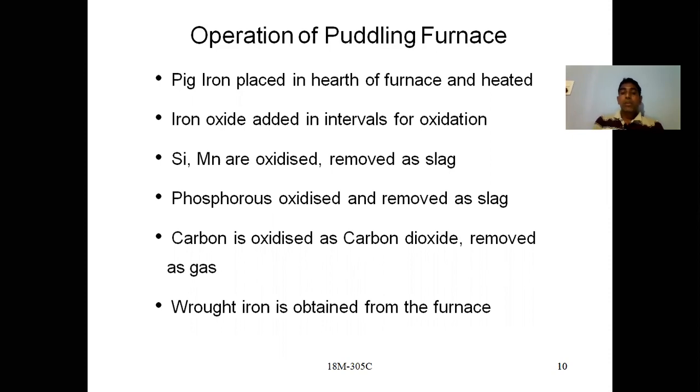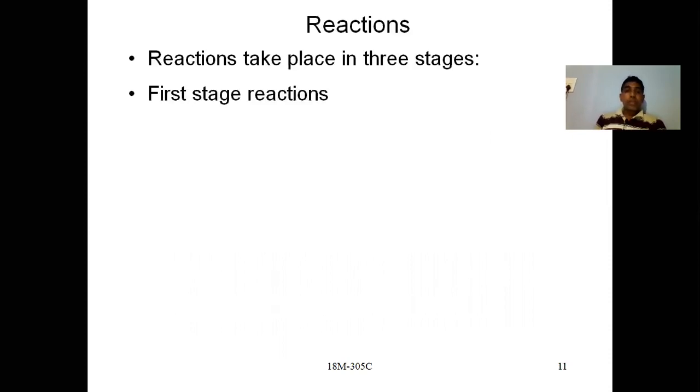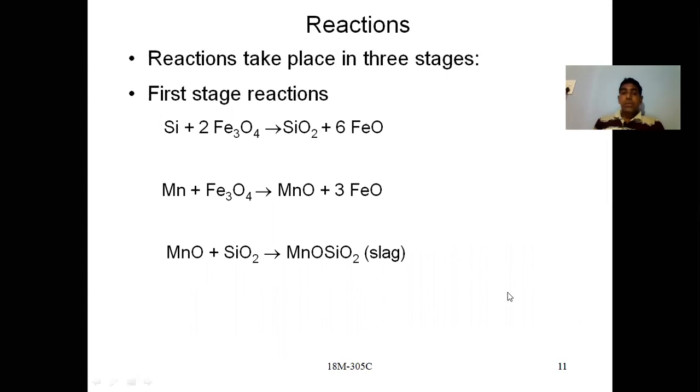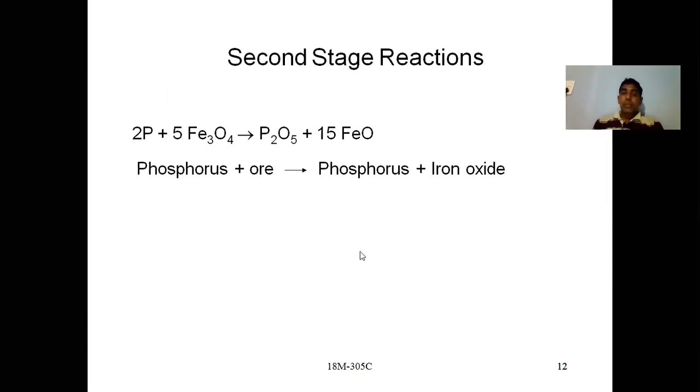So at the end, what are you going to get? You are going to get wrought iron. And these are the reactions. As I already told you, in the initial stage your silicon and manganese get oxidized, and later they form slag. Similarly, in the second stage your phosphorus gets oxidized, and later it forms slag. First the phosphorus gets oxidized, and later that oxidized phosphorus forms a slag. So slag can be removed easily.